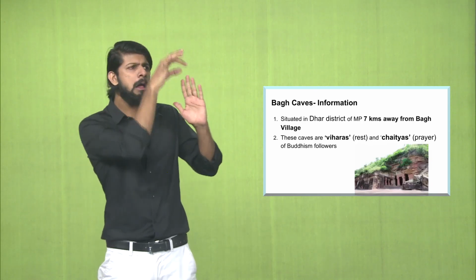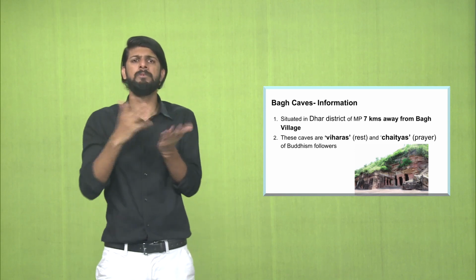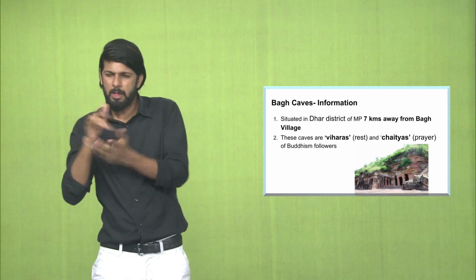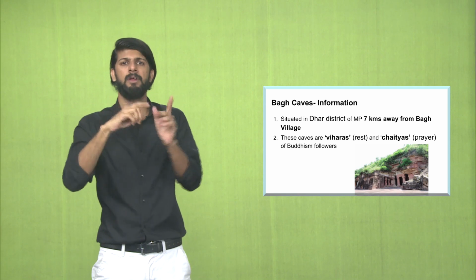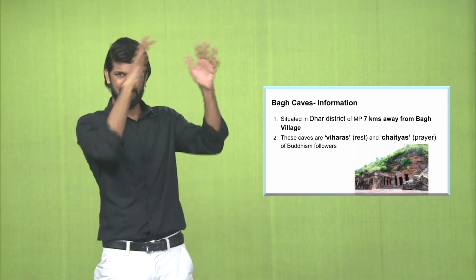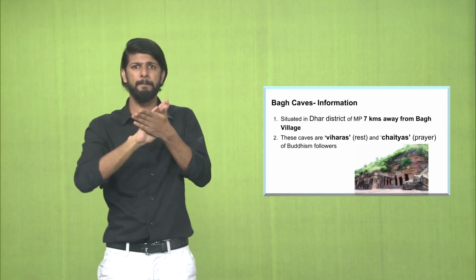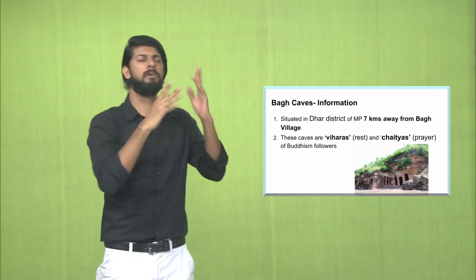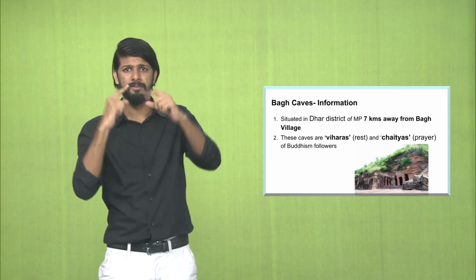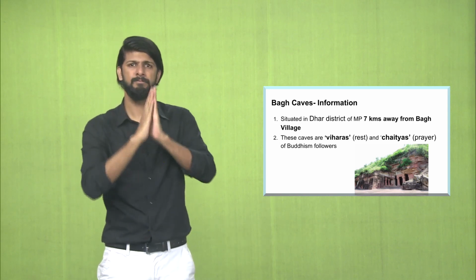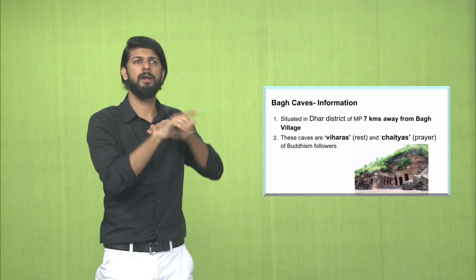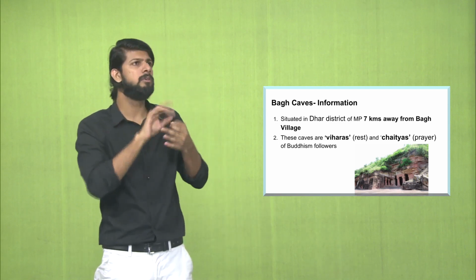Some information about the Bagh caves. Bagh cave is situated in the Dhar district of Madhya Pradesh, which is 7 kilometers away from Bagh village. When you visit the caves, they are divided into viharas and chaityas. Viharas are for rest and chaityas are the prayer halls of the Buddhist faithful and Buddhism followers, people who would leave societal life and take the path and journey of religious enlightenment.